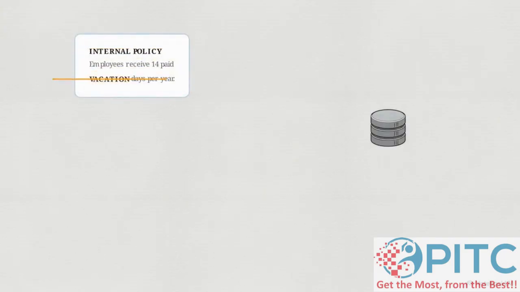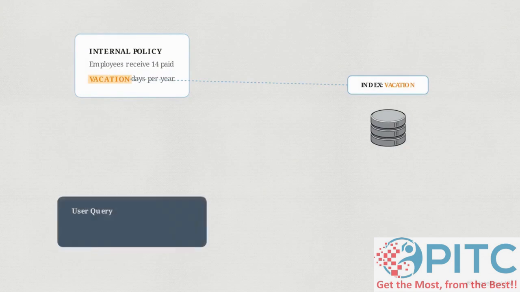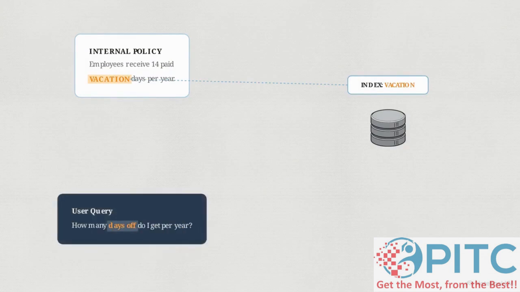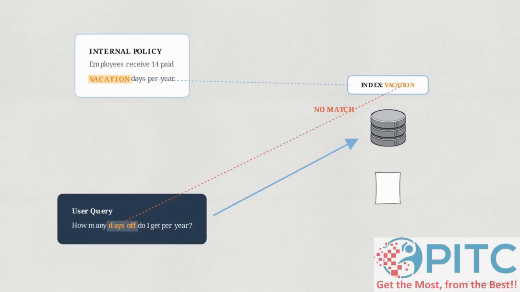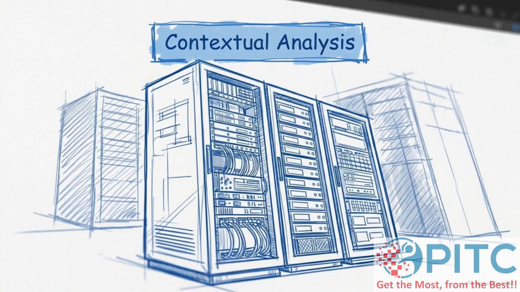Traditional databases are built exclusively for exact or partial text matching and look for specific keywords. If an employee asks, "How many days off do I get per year?" the word vacation might not appear anywhere in that specific phrase. The database returns nothing because it has no idea those two concepts are related. Vector databases were engineered specifically to solve this limitation. They abandon exact keyword matching entirely in favor of meaning-based matching.